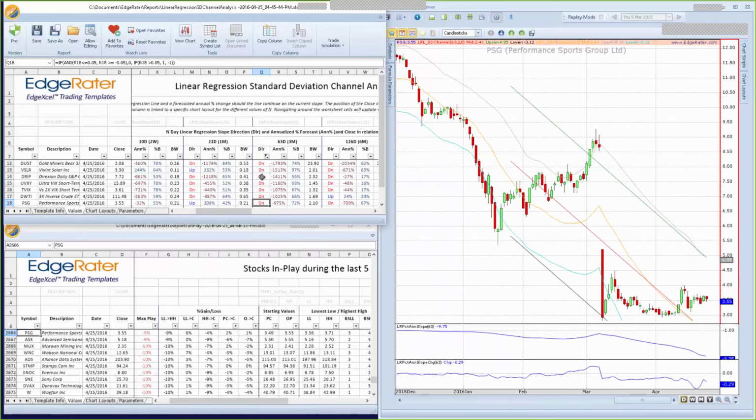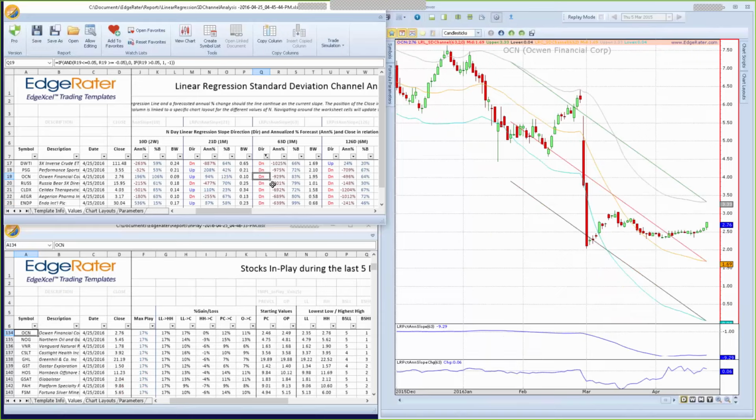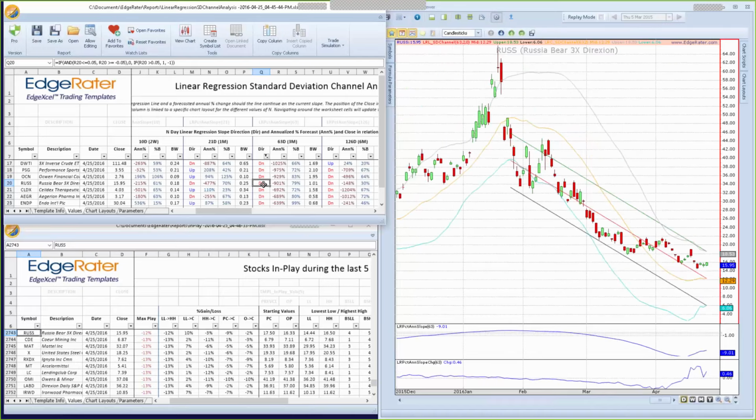DWTI coming down, PSG, and this big gap. I think that's the one we saw had fallen right through its linear regression channel, if I remember, is that right? Oh, well, it hit the top of the channel and then there's a drop down to the lower end of the channel. And again, if you look at this list, there's quite a few leveraged ETFs that are in here.